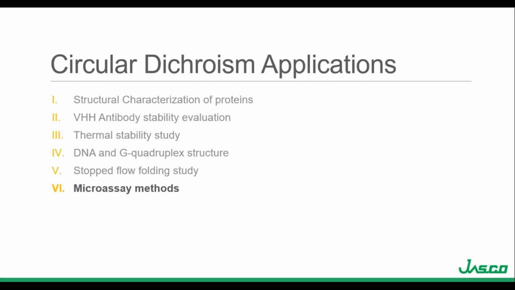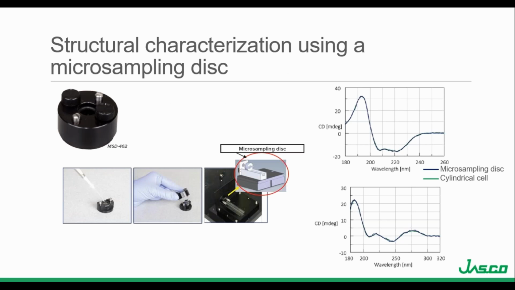And last but not least, we go to some micro-assay methods. A typical 1 millimeter path length cell requires roughly 250 to 400 microliters of sample, depending on if you need to fill the entire cell. So there are numerous circumstances that are going to require much smaller sample volumes for rare samples.